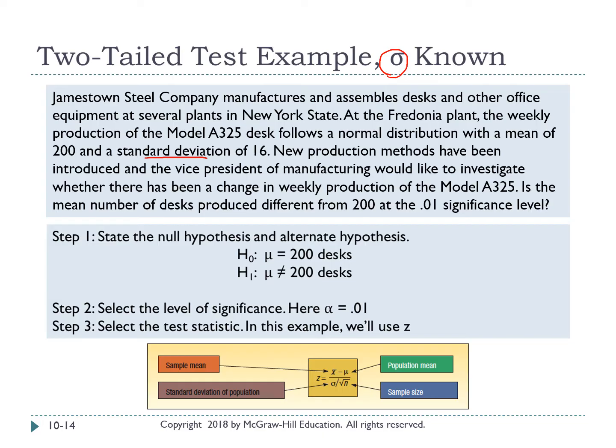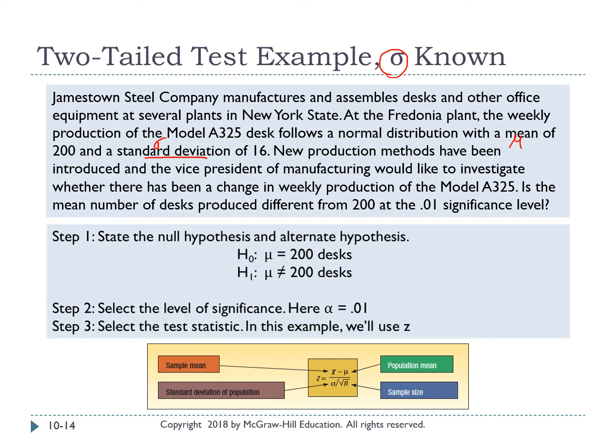If you look at this question, it says that at the Fredonia plant, the weekly production of the desks has a mean of 200. So you are talking about the whole production of desks in the Fredonia plant. So you are talking about the population. So your standard deviation here is your population standard deviation, and your mean here is your mu. A new production method has been introduced, and the vice president would like to investigate whether there has been a change in weekly production of the model. Is the mean number of desks produced different from 200 at the 0.01 significance level?